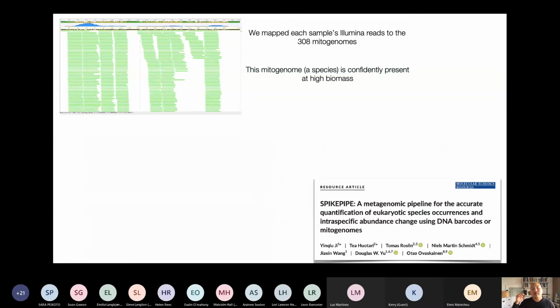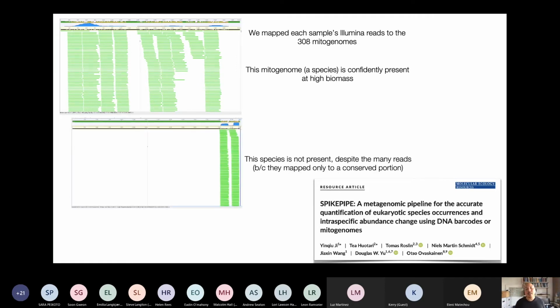So we mapped the Illumina reads. You take the sample, you take all the reads, and you can just map them to each of the mitogenomes. If this species here, this mitogenome on the top, attracts a lot of reads, we can say that species is present there and at high biomass. And this species is also attracting reads, but only to a small portion of the mitogenome. So that's some conserved sequence that's probably common to other species, and so we would say that species is not there.